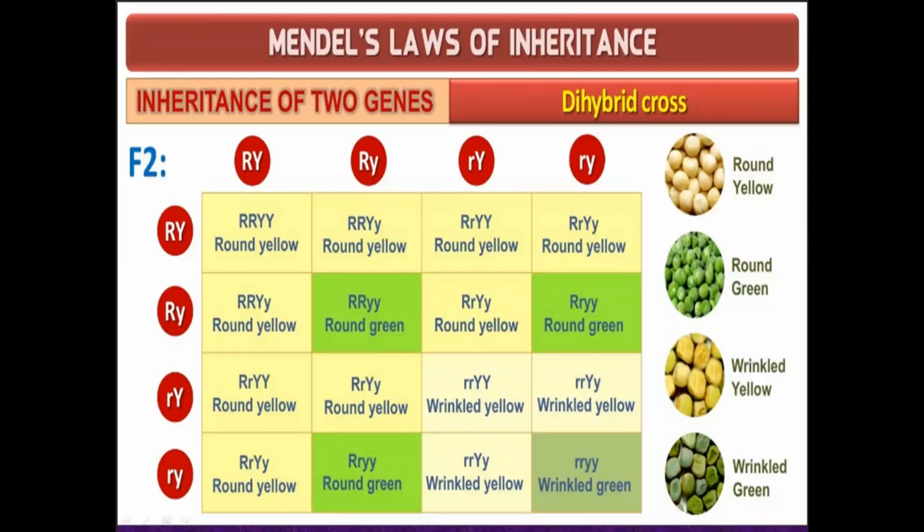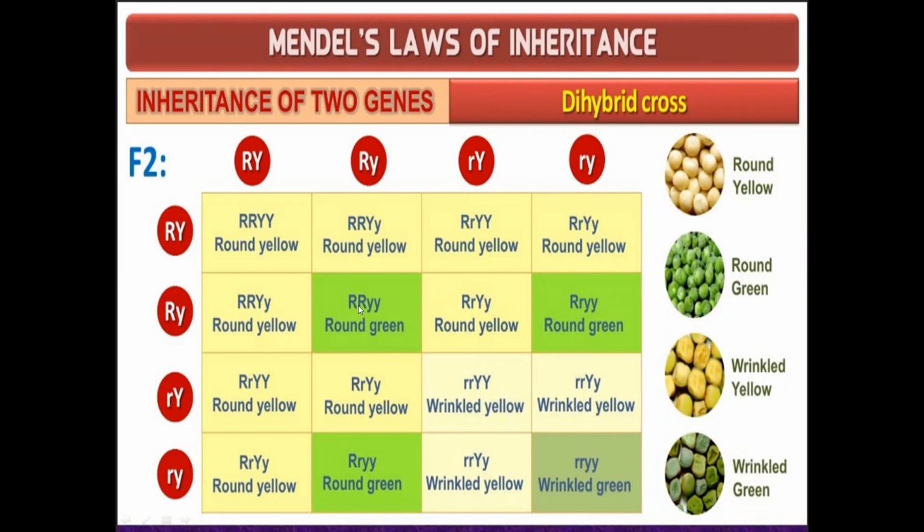Now this one is capital R, capital Y, round yellow. Okay, this one will be round yellow, capital R, capital Y. Just see the capital letters. Capital R, capital Y, round yellow. Capital R, capital Y is there, round yellow.